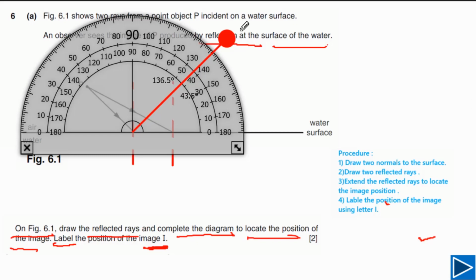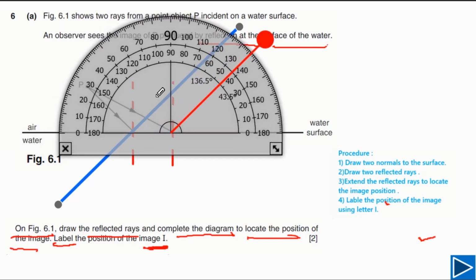We need to simply draw the reflected ray. So this is our reflected ray. This is how we can draw. We can also extend this one because we need to extend it to locate the image. So simply we can extend, and we do not need to redraw again. So this is our reflected ray.